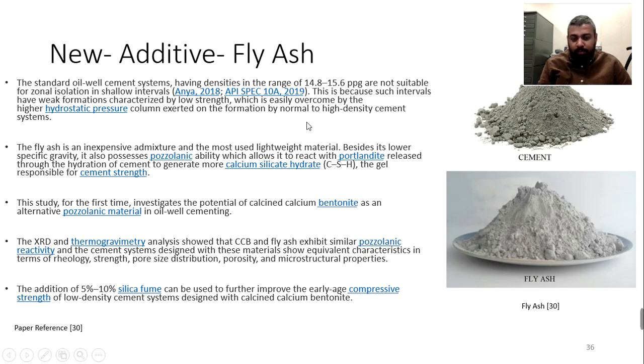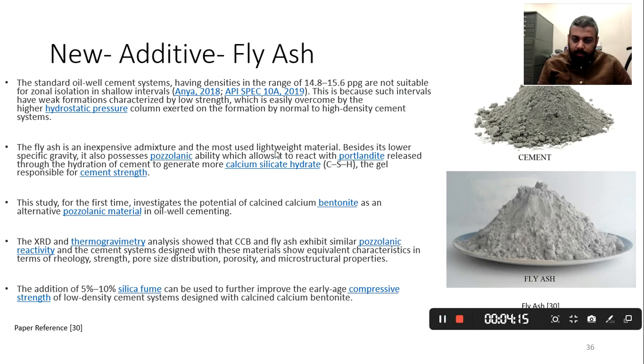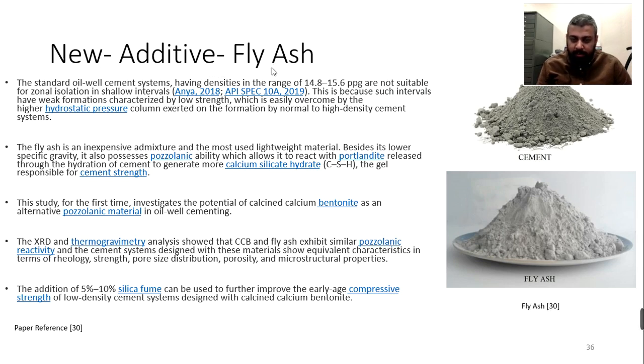And then another new additive that we are talking about is the fly ash. The fly ash basically is a low density additive used when you have very weak formations and you cannot keep a very high pressure, and there is a chance that loss circulation can occur. So in the weak formation, this fly ash can be used.